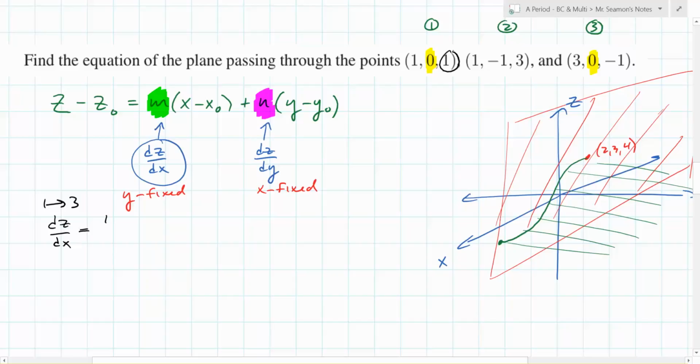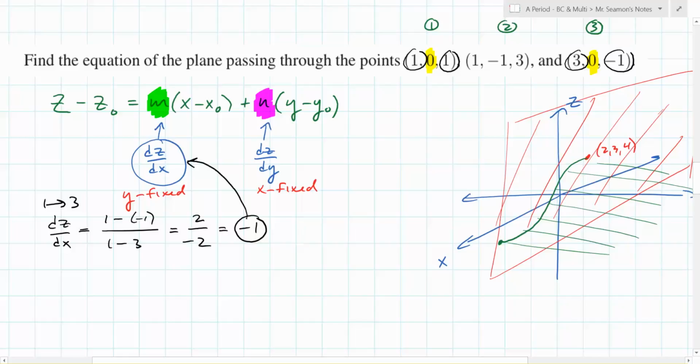1 minus what? Minus what? Minus -1. Do you see those two values, everybody? So 1 minus -1. That's the change in z. We're just doing slope at this point. What goes on the bottom? The change in x. Going from 1 to what? 3. 1 minus 3, so that's going to be what? It's going to be 2 over -2, which is -1. So that right there is our what value? dz dx.